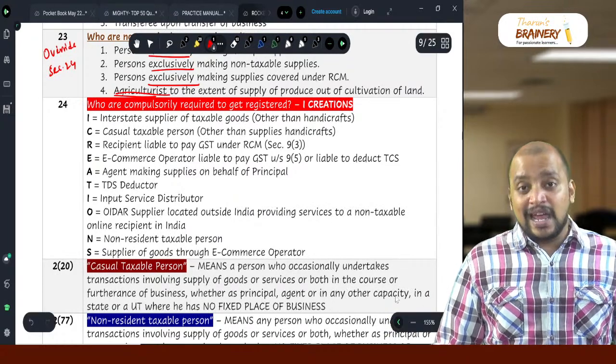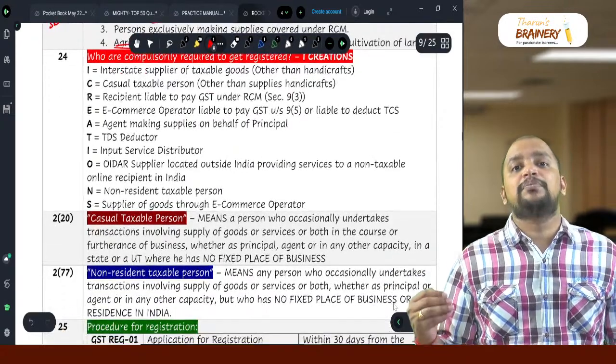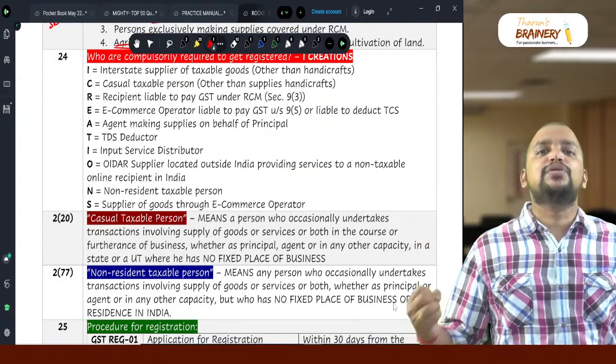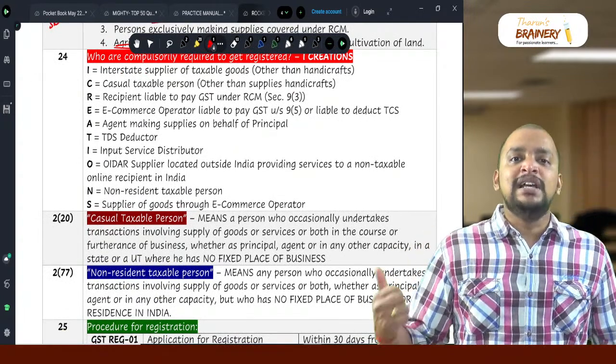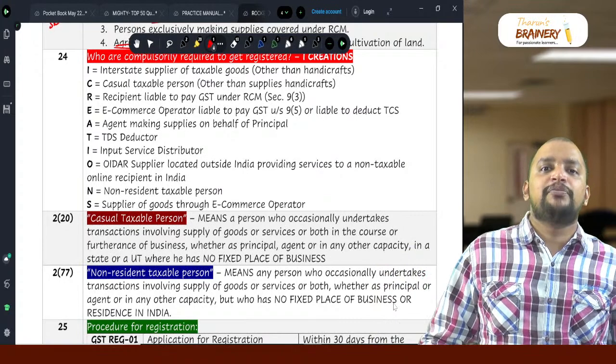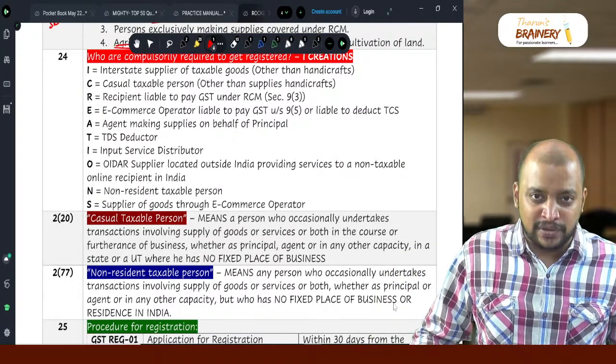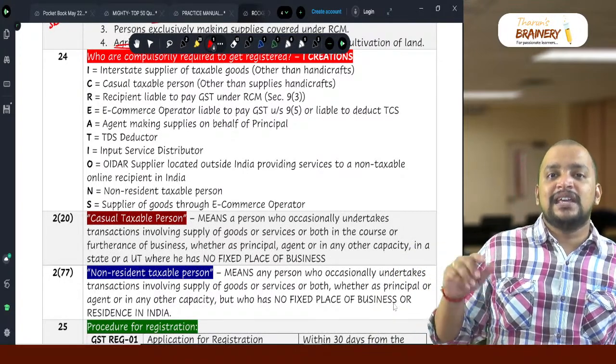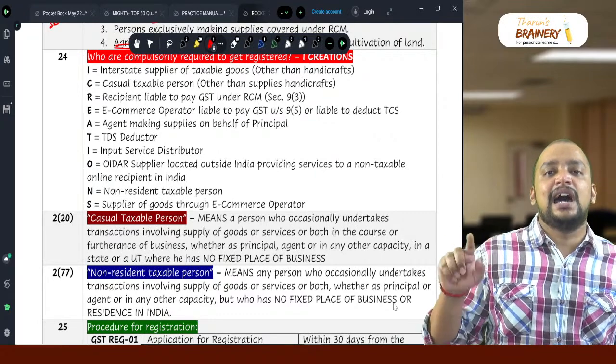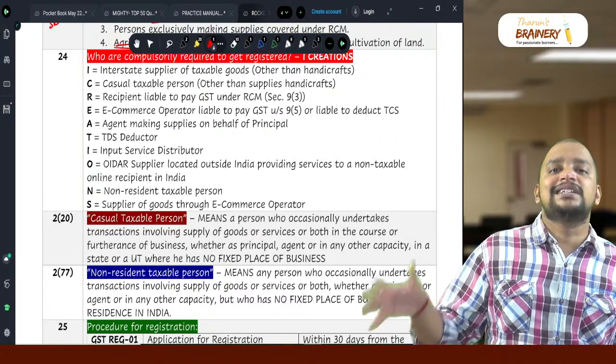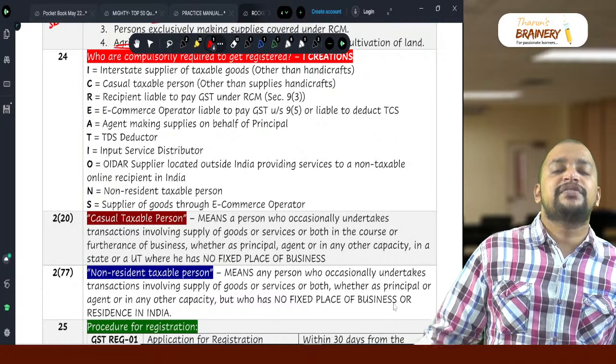Okay. Then A for agent making supply on behalf of principal. There is an agent who is making supply on behalf of principal. That agent making supply on behalf of principal is also compulsorily required to register. So I creations, CREATIO. T for TDS deductor, I for input service distributor.